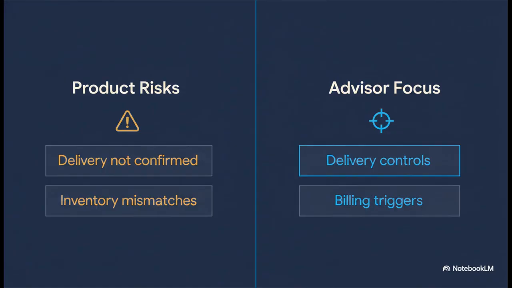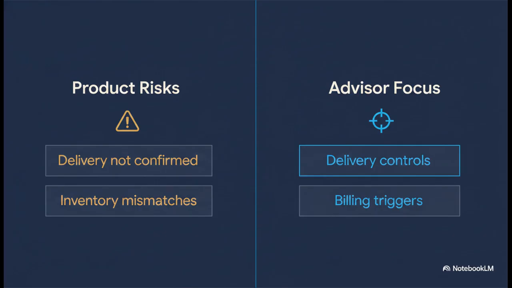The biggest one? Delivery not being confirmed before the billing goes out. You might also see inventory mismatches or nasty customer disputes regarding the quantity or the condition of the goods when they arrive at the loading dock. Because of this, your focus as an advisor needs to point straight at the billing triggers. You absolutely must implement rock-solid delivery confirmation controls.